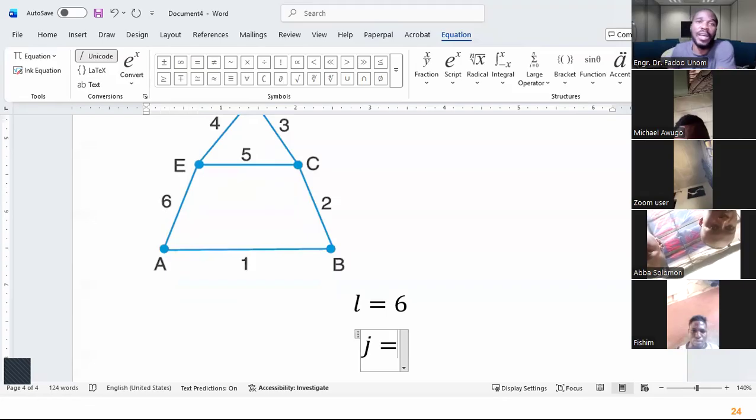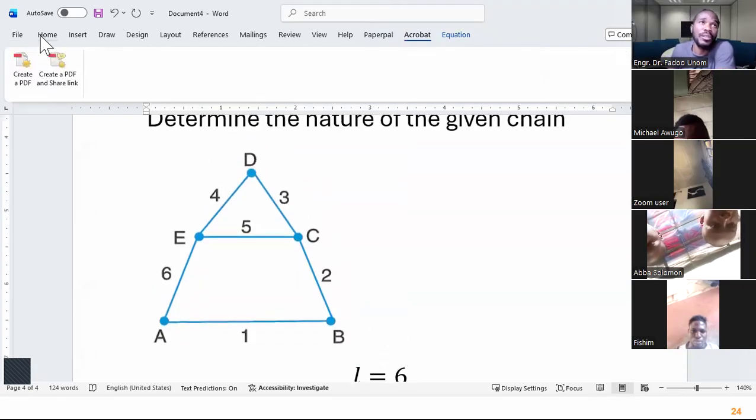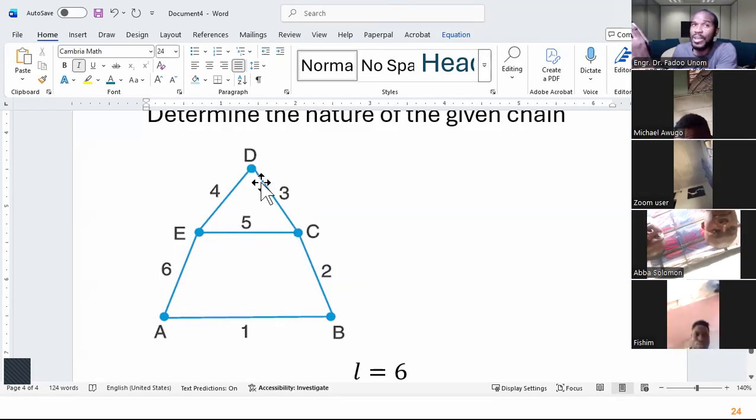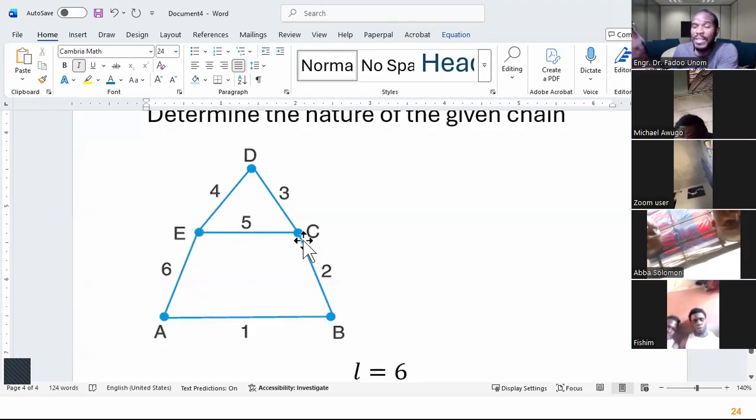How many J's are there? Now, if you check, point A connects 2 links. So that's a binary joint. Point B connects 2 links. That's the second binary joint. Point C connects 3 links. Okay, that's 1 ternary joint, right? Point D connects 2 links. That's the third binary joint, right? Point E connects 3 links. That's the second ternary joint. So in this arrangement, there are 3 binary joints and 2 ternary joints.